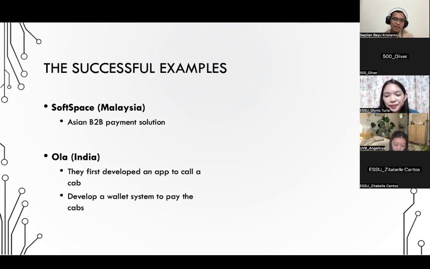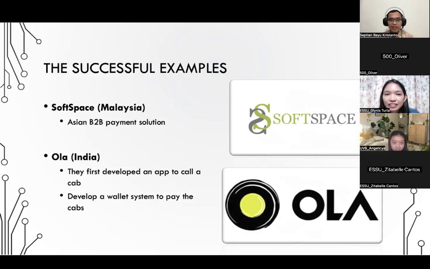Another example comes from India again. It's from Ola. Ola is an application to call a cab, like Grab transactions or maybe a taxi finder. Maybe it differs in every country, but in India, Ola was the first developed application to call a cab, and they are integrating with a developed wallet system. They can pay for the cabs using the wallet systems.